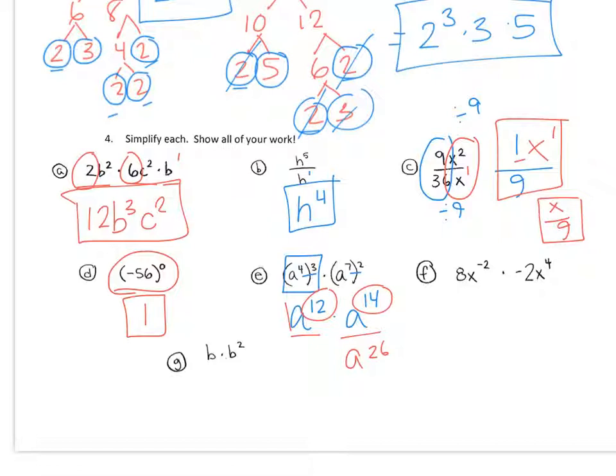Letter F, you're going to multiply 8 times negative 2 is negative 16. And then you're going to add these exponents. Negative 2 and 4 is 2. So it's negative 16x squared. And then G, put a 1 right here. You're going to add these exponents. B1, B2 is B3.